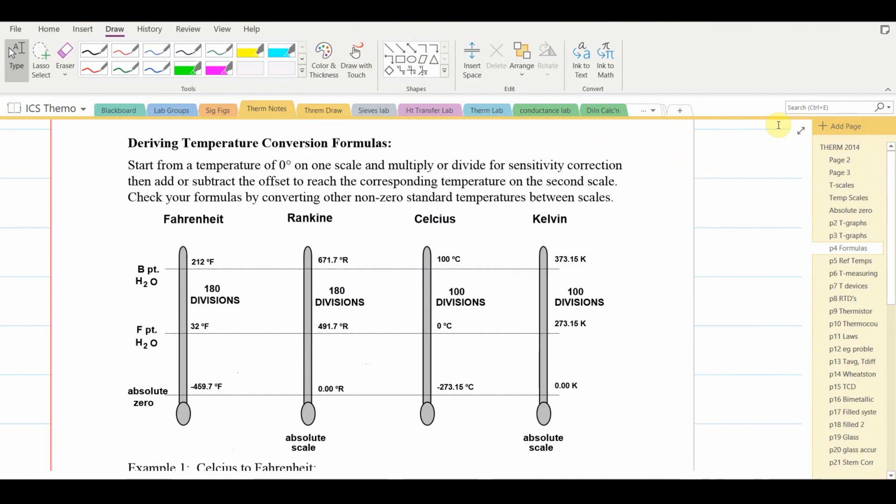Next, I'd like you to be able to derive formulas to convert between various temperature scales. And you'll find this on page 4. So let me read to you this short explanation, then I'll illustrate by example. What you want to do is start from a temperature of 0 on one scale and multiply or divide by a sensitivity factor or correction, then add or subtract an offset to reach the corresponding temperature on the second or desired scale. Then check your formula by converting other non-zero standard temperatures between scales.